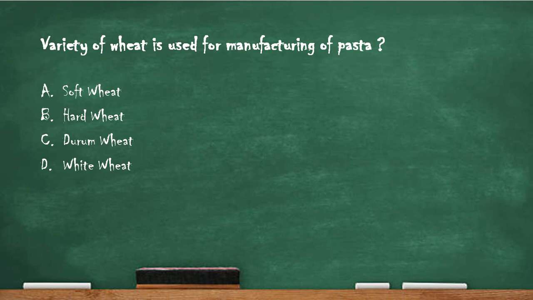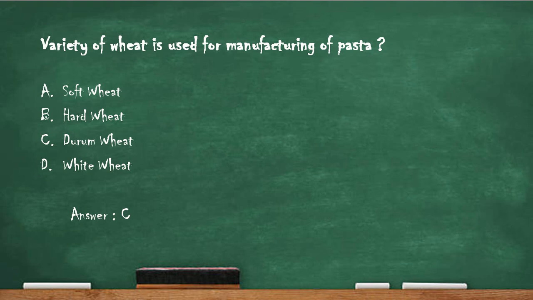Option C, durum wheat. So basically durum wheat is a variety of spring wheat that's typically ground into semolina and used to make pasta. It can also be ground into a finer flour and used to make bread or pizza dough. So always remember that durum wheat is mainly used for the manufacturing of pasta.